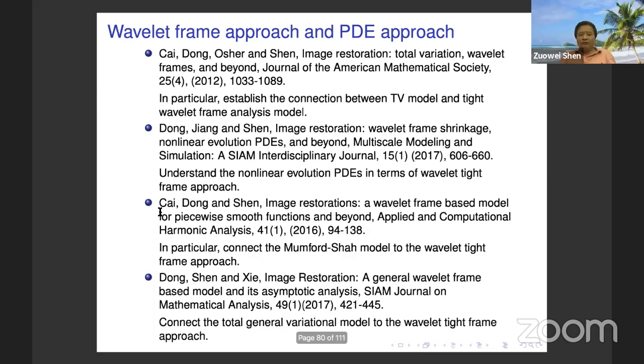Different approaches of the PDE method make a different map. For example, for the total variation, the TV method, essentially you go to the wavelet domain and apply soft thresholding. That leads to the TV method. For the nonlinear evolution PDE, you go to the wavelet domain and do a map of the wavelet coefficients. People normally call this shrinkage. Different PDEs essentially define a different kind of shrinkage.